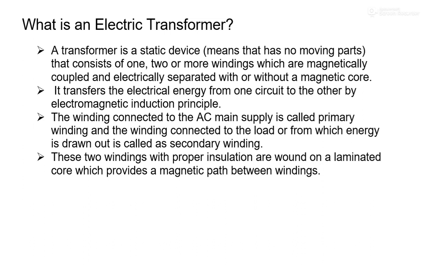The winding which is connected to the AC mains supply is called the primary winding. Obviously, the secondary winding means the winding which is connected to the load, or from which energy is drawn out by a device. These two windings, with proper insulation, are wound on a laminated core, which provides an electromagnetic path between these two coils and is called the core of a transformer. While we go on studying the construction, we will see all these details.